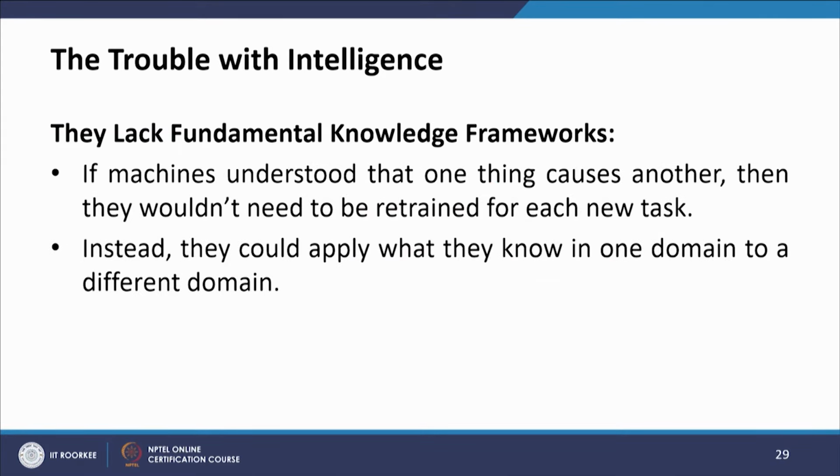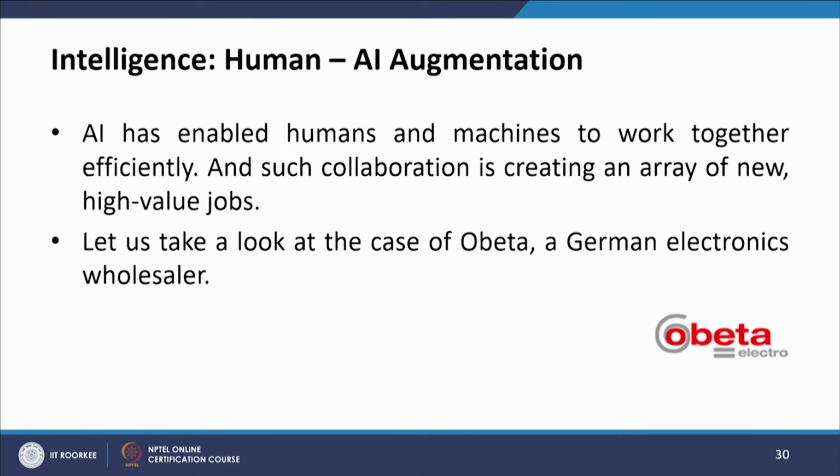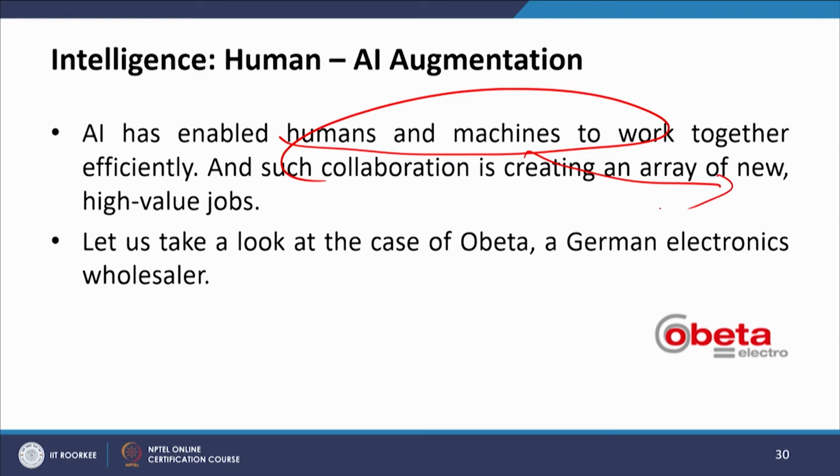If machines understood that one thing causes another, then they wouldn't need to be retrained for each new task. Instead, they should apply what they know in one domain to a different domain. Now, let us talk about the intelligence and human AI augmentation. AI has enabled humans and machines to work together efficiently, and such collaboration is creating an array of new high value jobs. So, now humans and machines are coming together and they have created high value jobs.